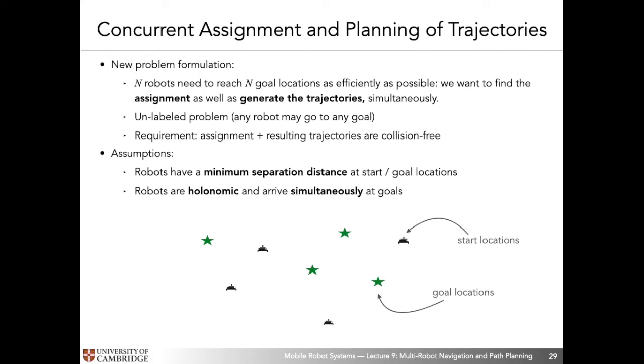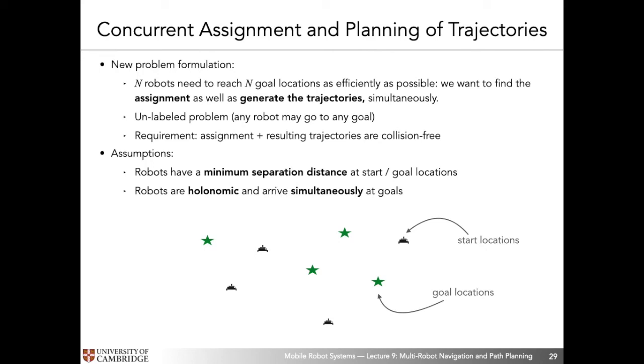So what I'm going to show you, as a result of one of the algorithms that was developed to solve this problem, is that we can solve this very elegantly by simply assuming that robots have a minimum separation distance between each other at their start locations as well as the goal locations.